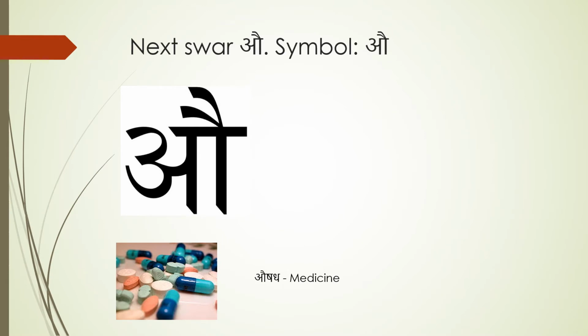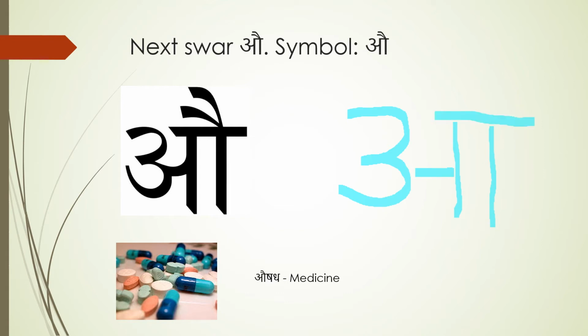The next swar is Au. Let's see how to write the swar Au. Well, let's start with A, which is a 3, then a horizontal line in the middle, a standing line attached to it, one more standing line beside it, making it an Aa, then the top line connecting the two, and then two slanting lines going towards the margin, making it an Au.